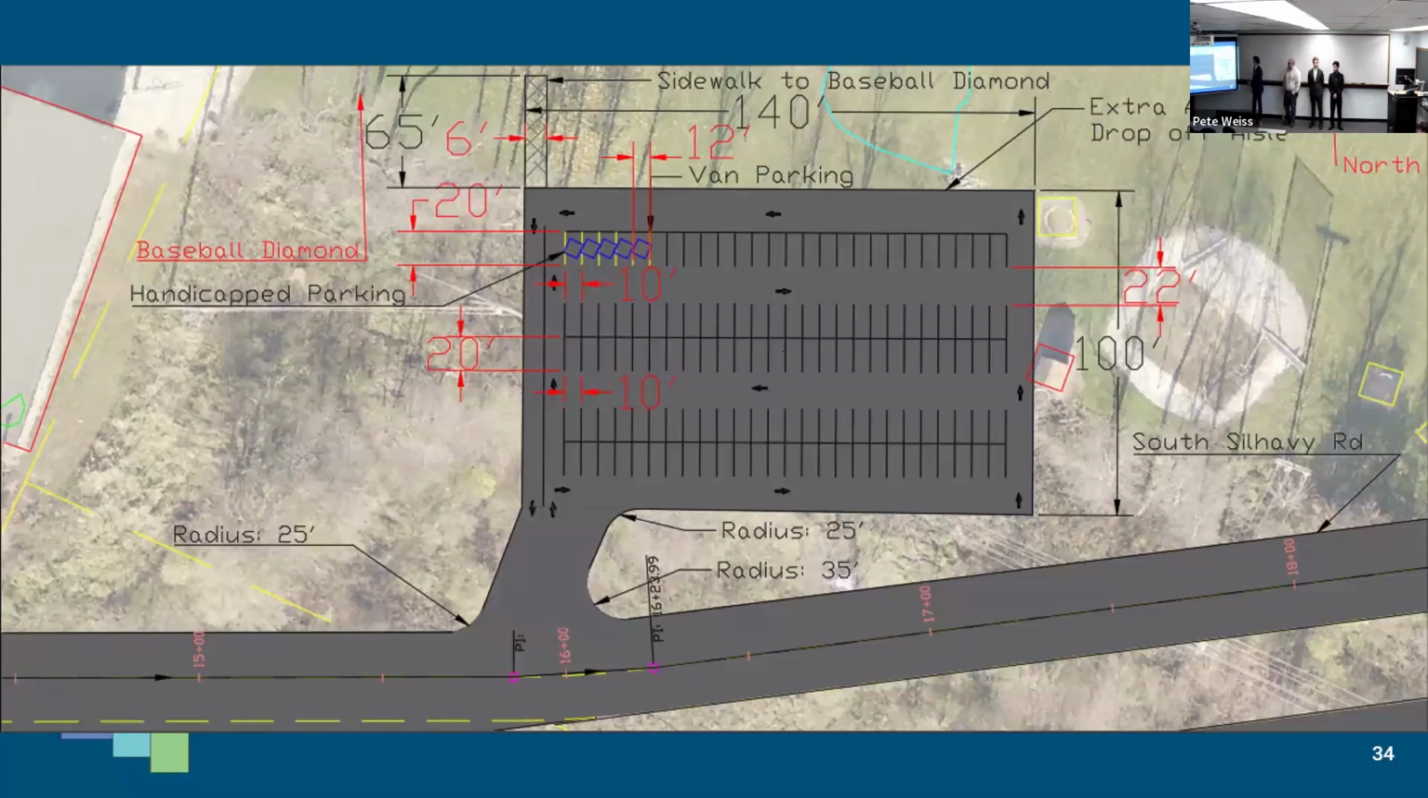So right here, you can see that each handicap spot is the traditional 10 by 20. The 1 van accessible is 12 by 20. With this, you can see that there will be a sidewalk right here. This is the additional back row that is quite unusual for parking lots. However, I'm using this for a backdrop.